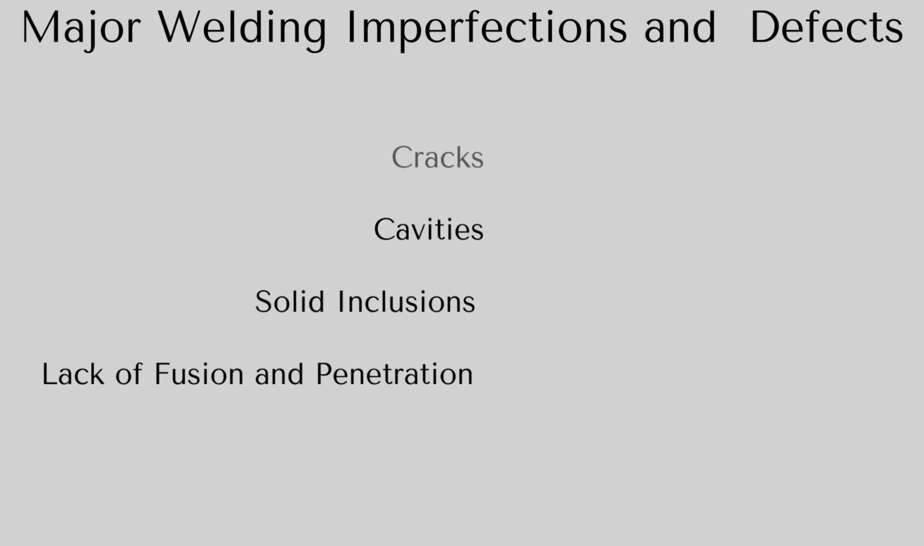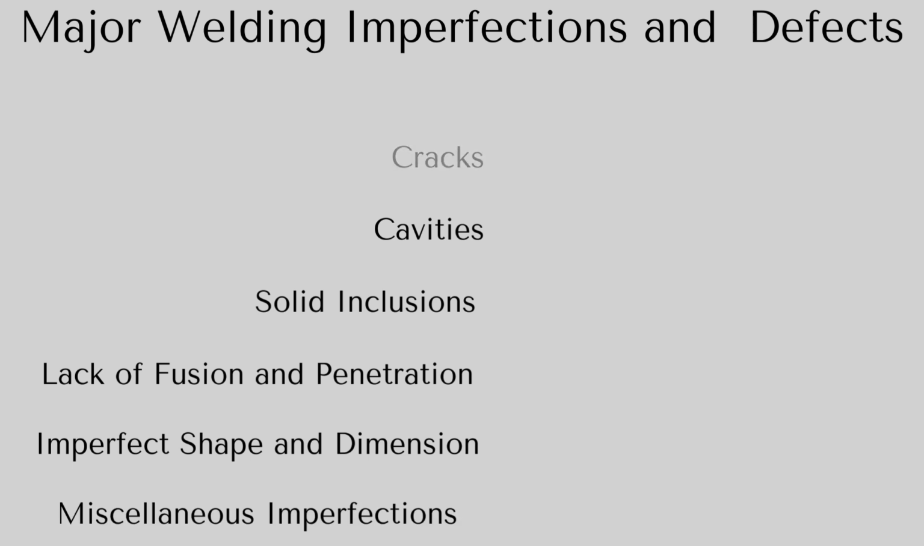Now let's see what are the different types of welding imperfections and how they are classified. So in totality, there are majorly six types of major welding imperfections. They are number one, cracks, followed by cavities, solid inclusions, lack of fusion and penetration, imperfect shape and dimensions, and miscellaneous imperfections. So these are the six major categories.